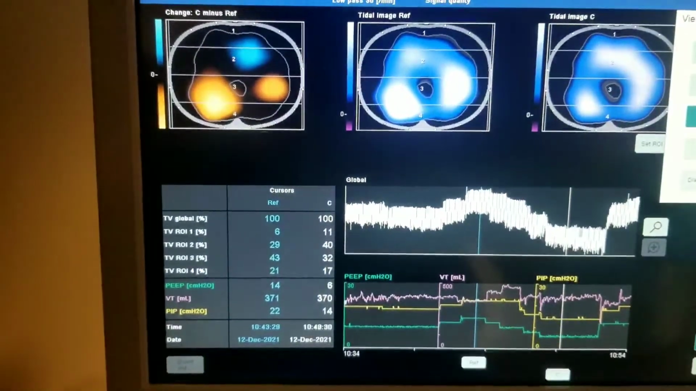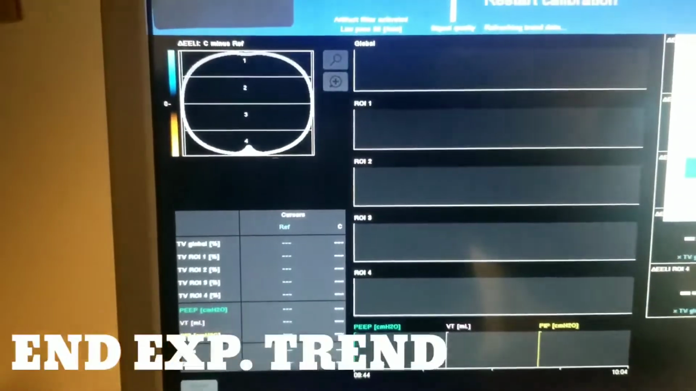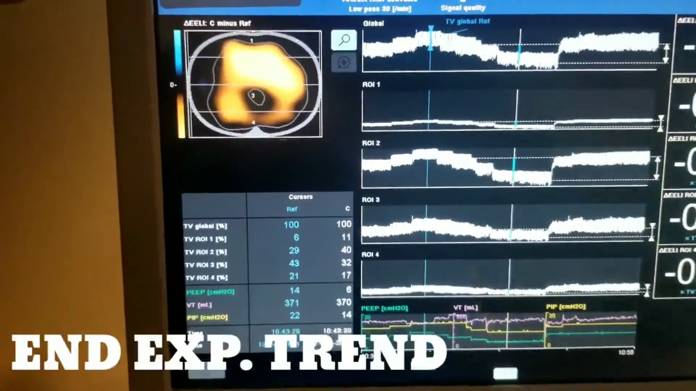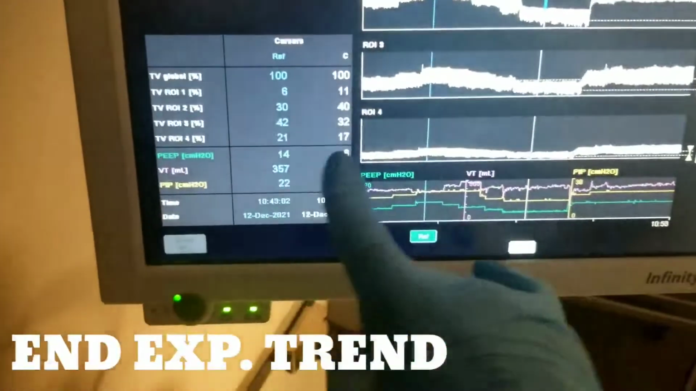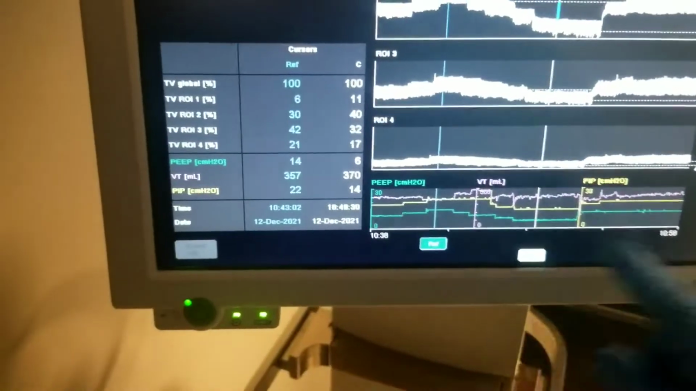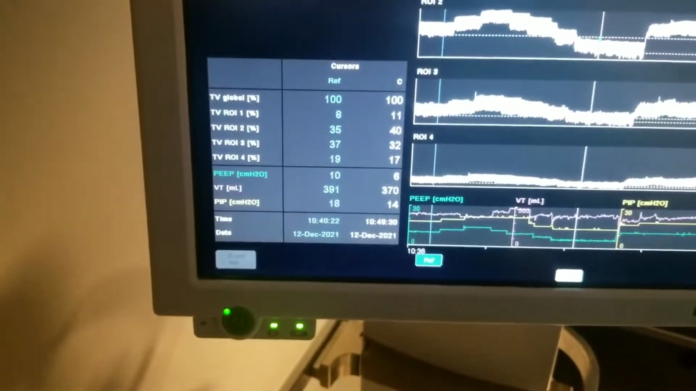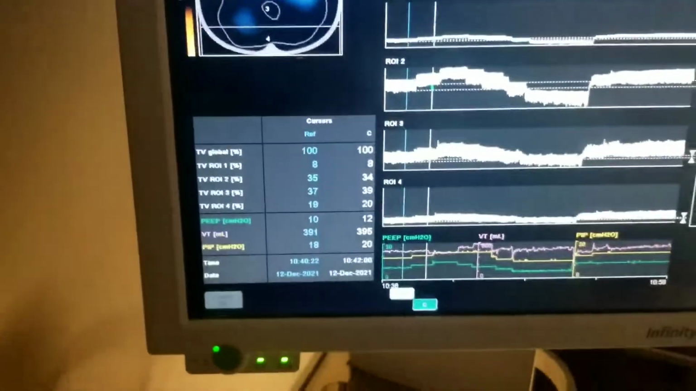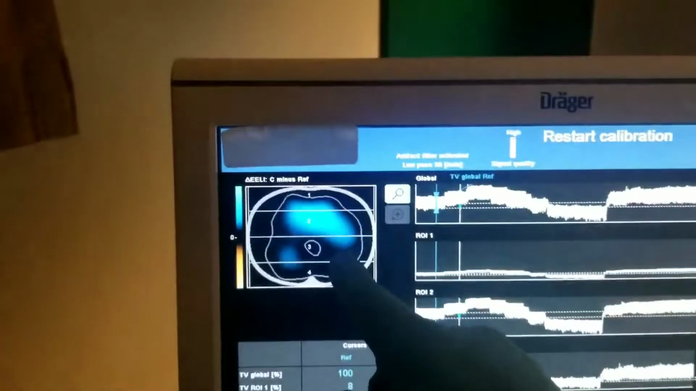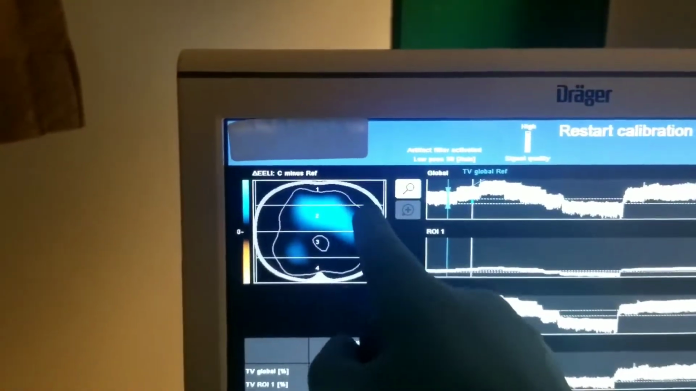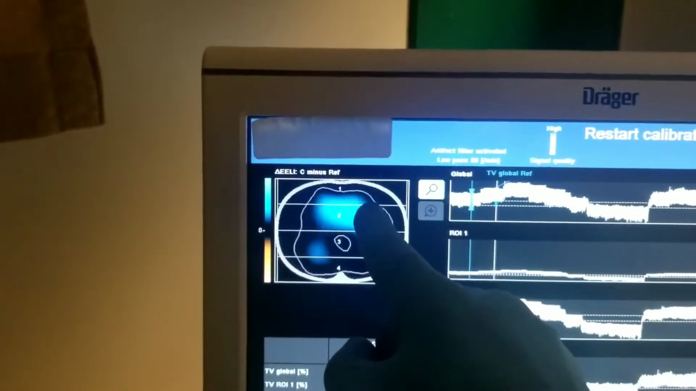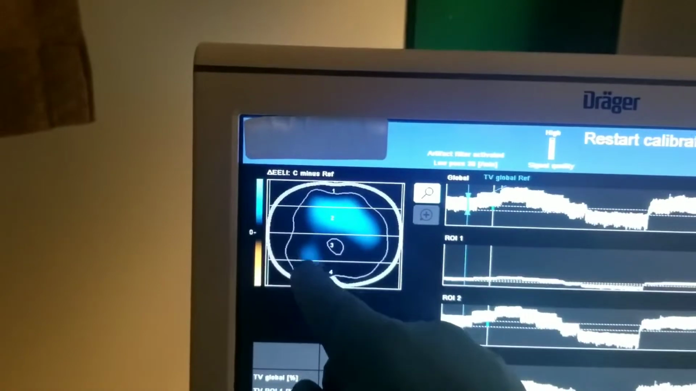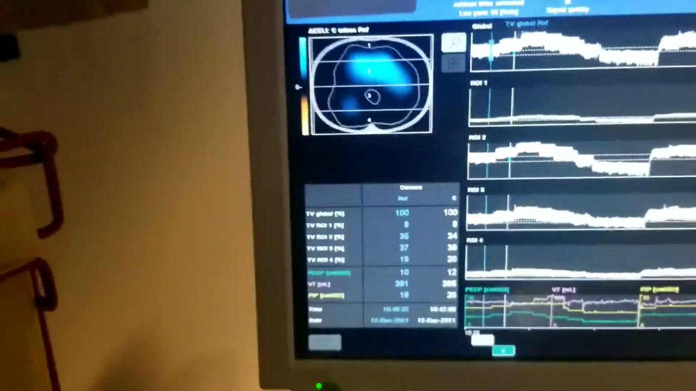Now you can also look at the end inspiratory trend. With the end inspiratory trend, you're also able to follow yourself so you're not lost where you are. So this is 6. When we went from 10 to 12, there was increased impedance and you were gaining volume. At the end of expiration, there was more residual volume here in the ventral areas, mid-ventral, a little bit more on the right dorsal over here.